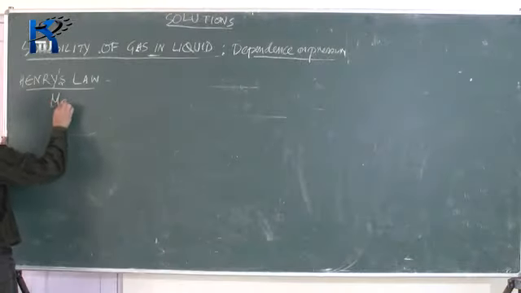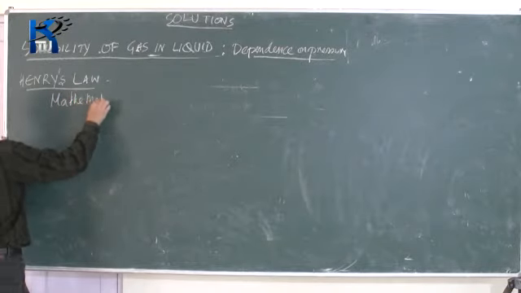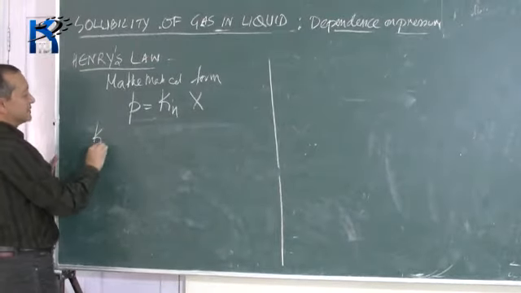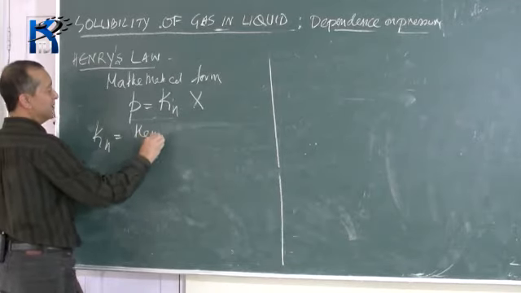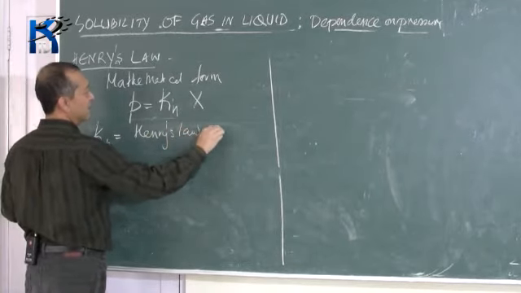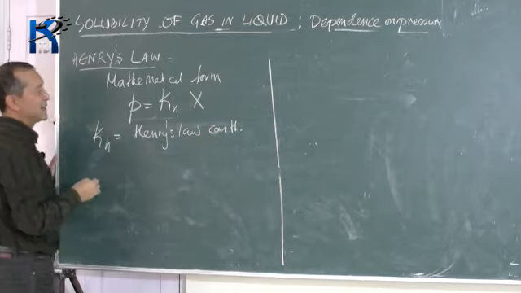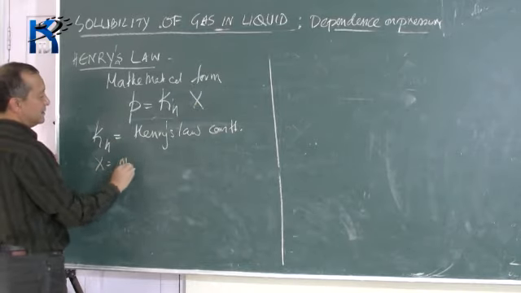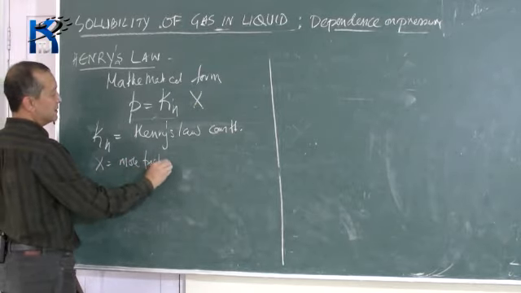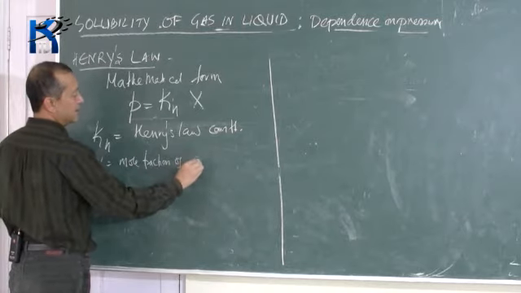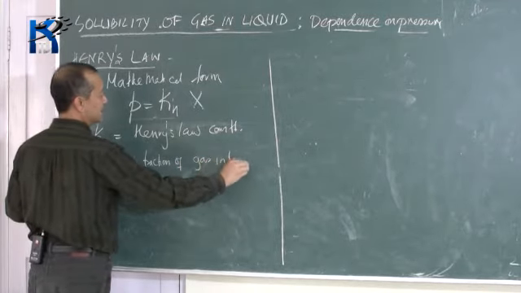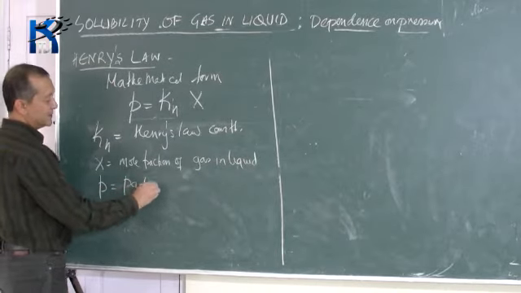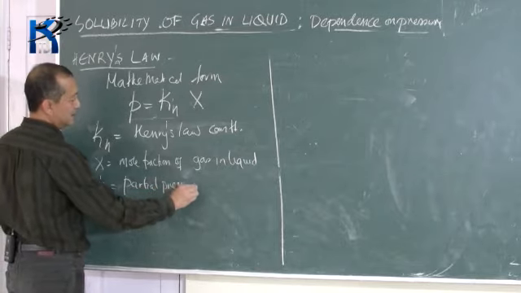So the mathematical form of Henry's law is P is equal to KH into X, and KH is known as the Henry's law constant, X is the mole fraction of gas in liquid, and P is the partial pressure of gas.